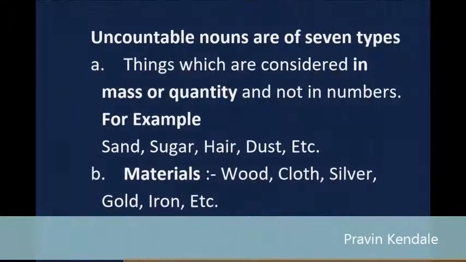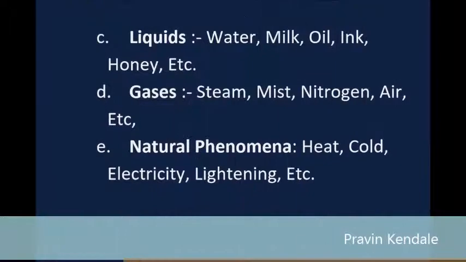Uncountable nouns are of seven types. A. Things which are considered in mass or quantity and not in numbers. For example, sand, sugar, hair, dust, etc. B. Materials: wood, cloth, silver, gold, iron, etc. C. Liquids: water, milk, oil, ink, honey, etc. D. Gases: steam, mist, nitrogen, air, etc. E. Natural phenomena: heat, cold, electricity, lightning, etc.